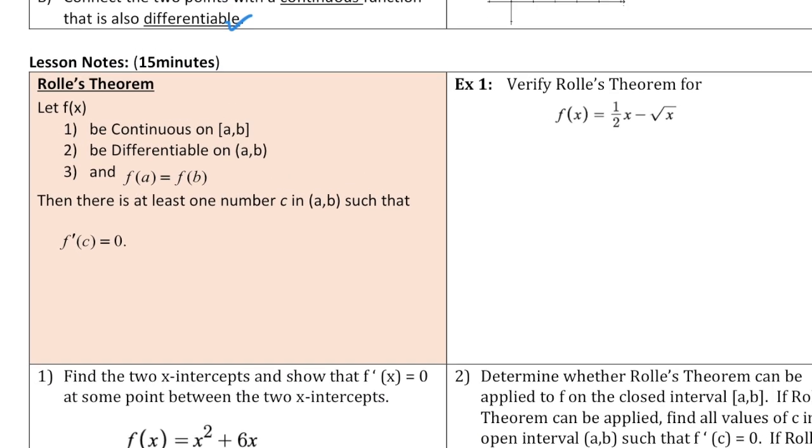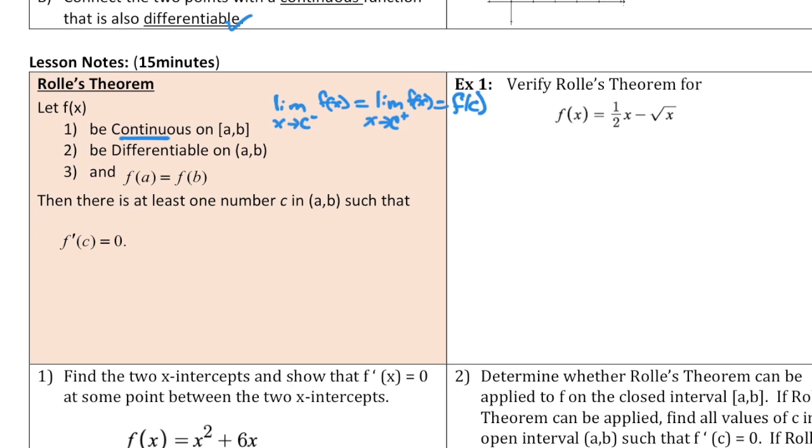For Rolle's theorem, we have a couple of conditions that must be met. f of x must be continuous on [a, b]. To be continuous, the limit as x approaches some value from the left of your function has to be equal to the limit as x approaches that value from the right, and that has to be equal to the value of the function at that point.